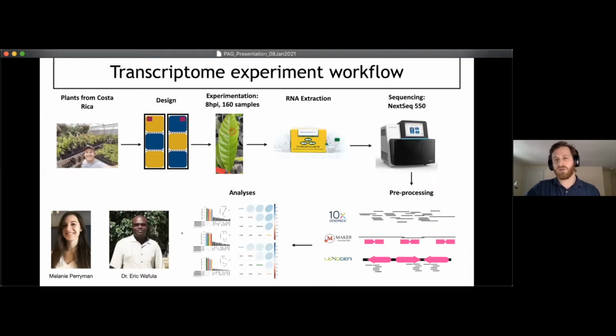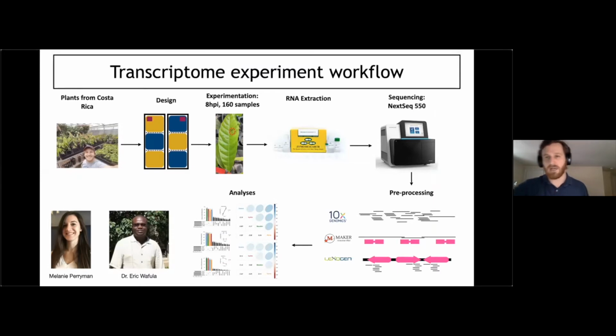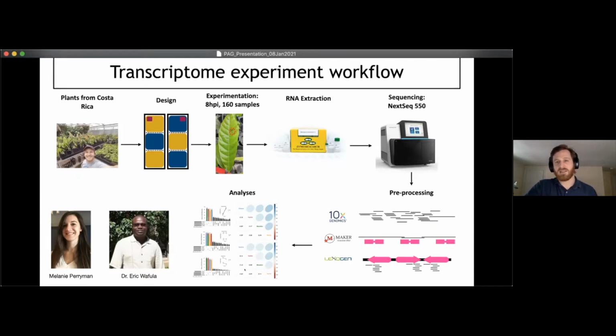Okay, so the whole workflow would look something like this, where we import the plants from Costa Rica, we set up the design, we do the experiment, we perform RNA extraction and sequencing. We do a number of pre-processing steps, which actually involved some de novo assembly of quite a few genomes, which I won't get into today, but if you want to see some other work that's come out of the project, there are a number of population genetic papers. And then we performed a series of differential expression analyses. This work was done by myself in partnership with a former technician in Mark Anciala's lab named Melanie Perryman, as well as one of our key collaborators, Eric Wafula, who's a bioinformatics scientist.